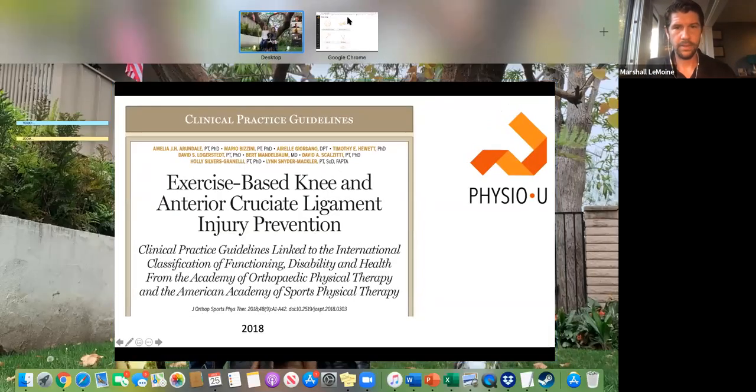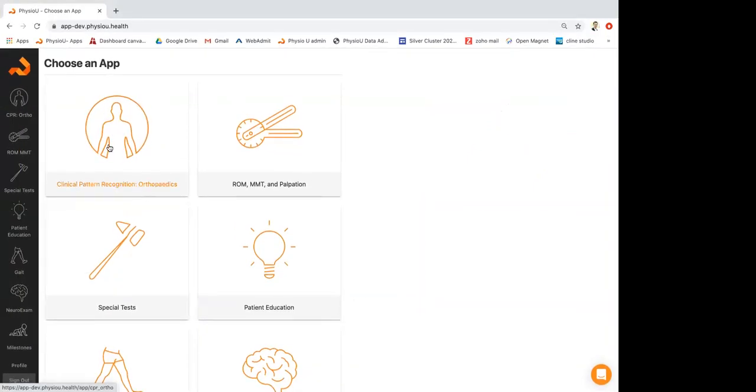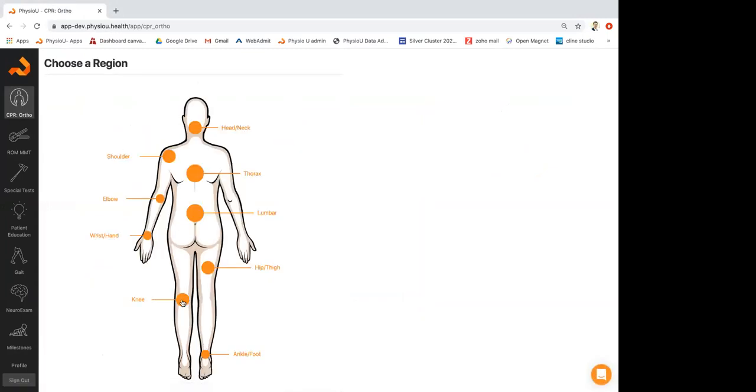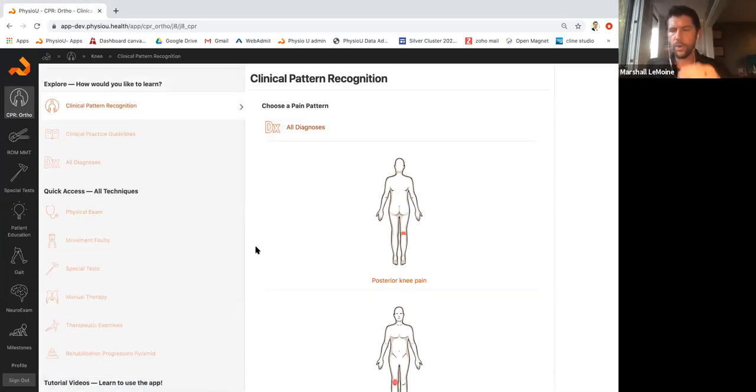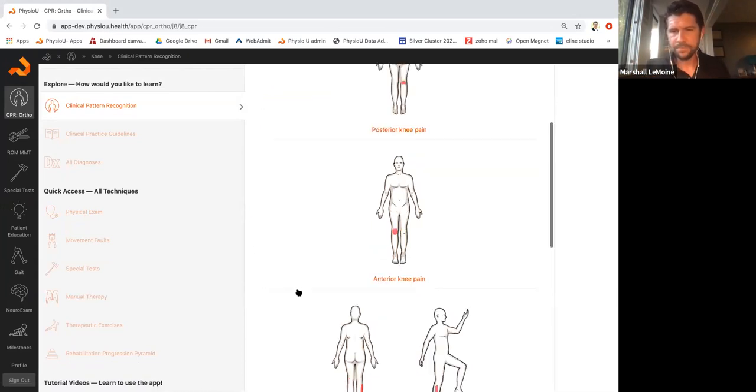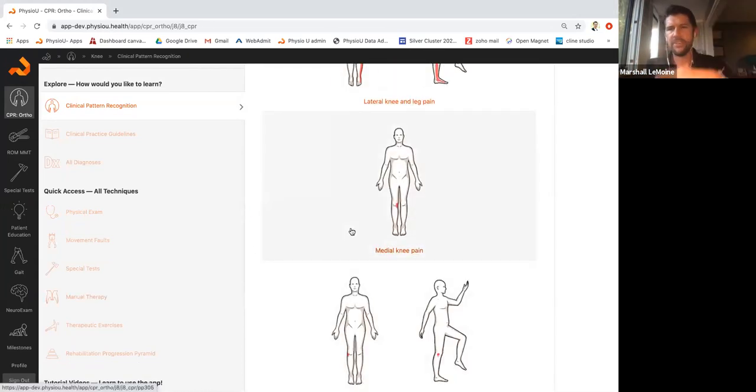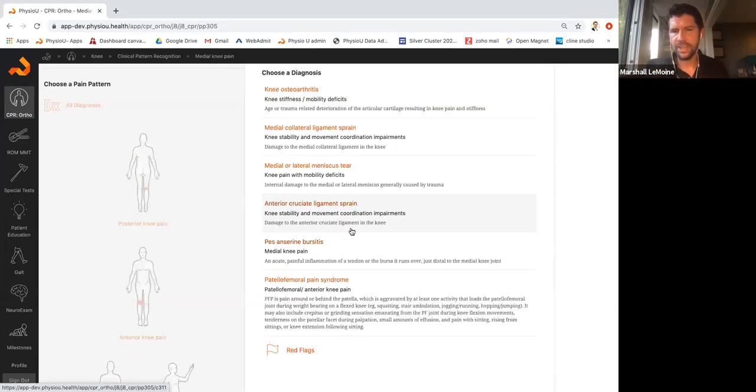So if we go to the PhysioU app, clinical pattern recognition, go to the knee. Normally when I do this, we have a diagnosis that's not necessarily surgical based, so we have to work through a differential diagnosis. If a patient is coming in for post-op ACL, you already know the diagnosis. How many special tests do we have to do to confirm the diagnosis? None. It says it there in the report. They're in a big brace, swollen, wrapped up. We already know that, so it takes away half of my presentation.